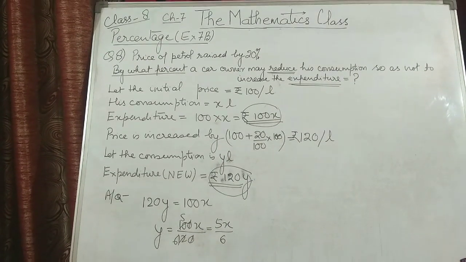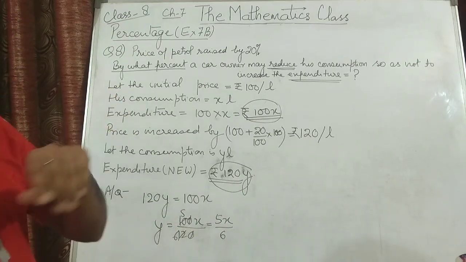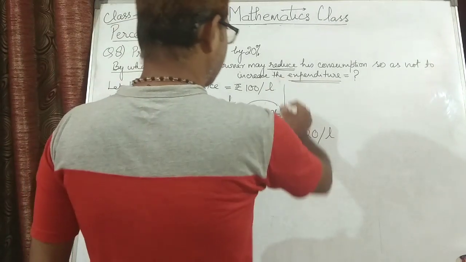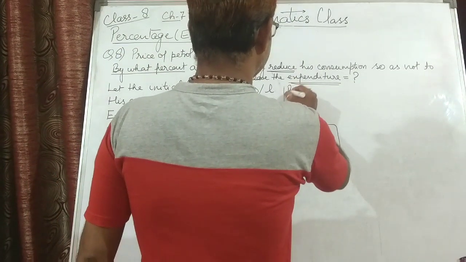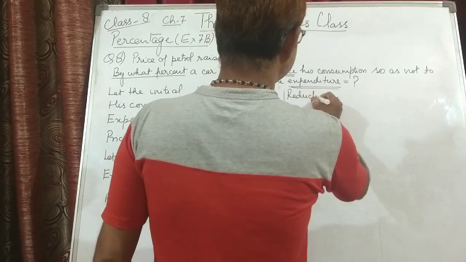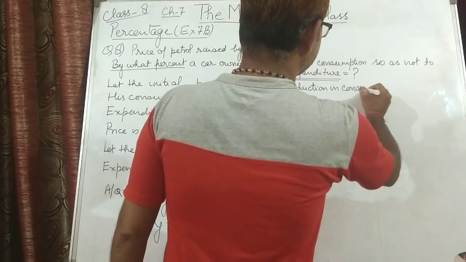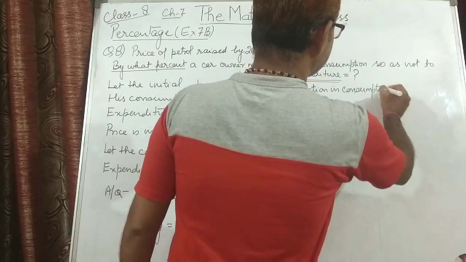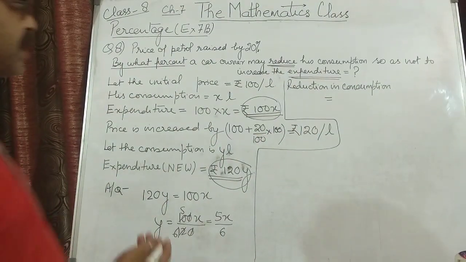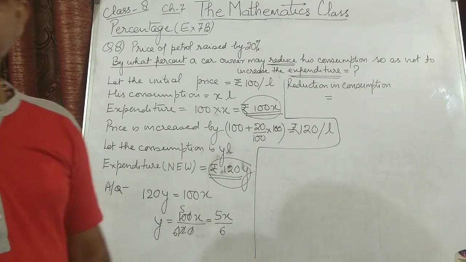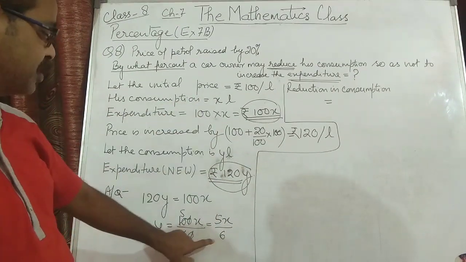Now this is the new consumption. We will find out the reduction in consumption. So the reduction in consumption will be your original consumption minus new consumption.